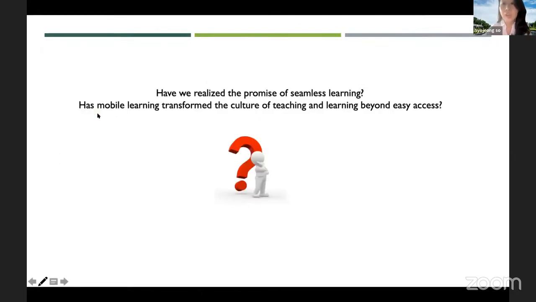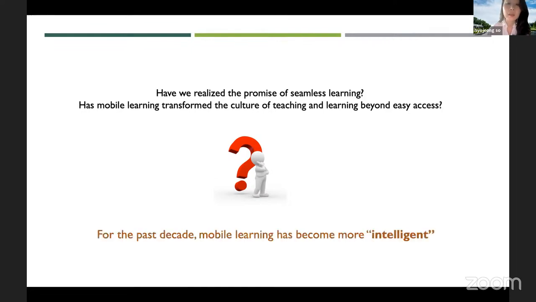But we can also question ourselves as a research community, whether we really have realized the promises of seamless learning. Has mobile learning really transformed our teaching and learning culture beyond easy access? You may have your answer. But one thing I'm pretty sure of is that what happened over the past decade is that mobile learning has become really intelligent.